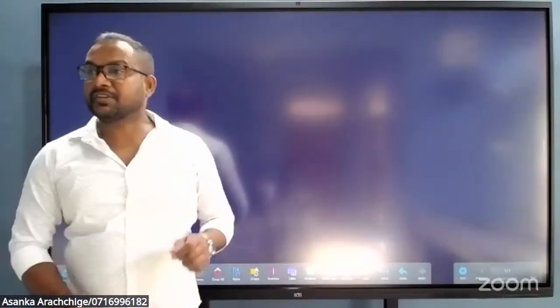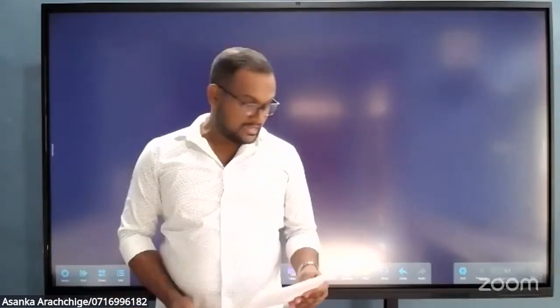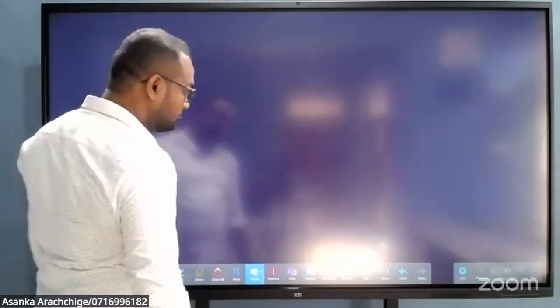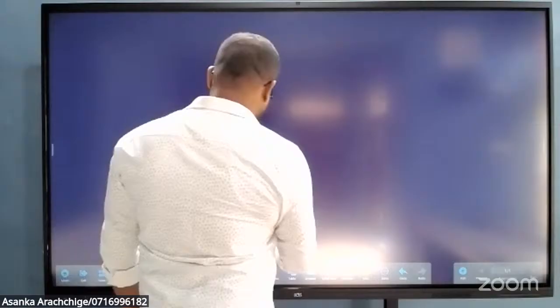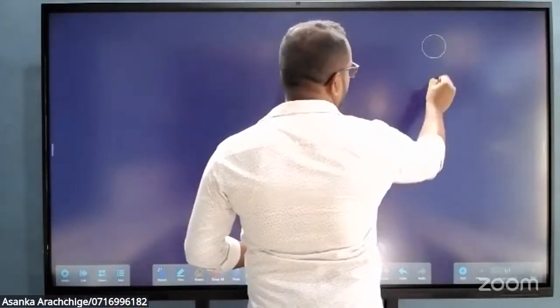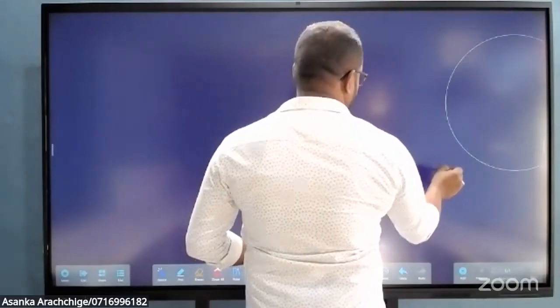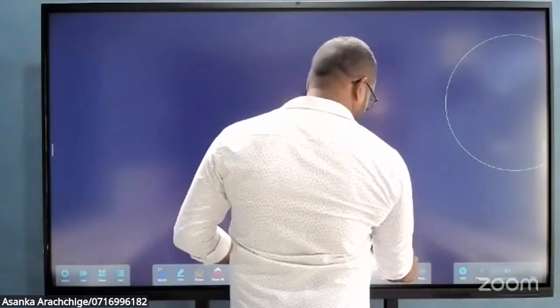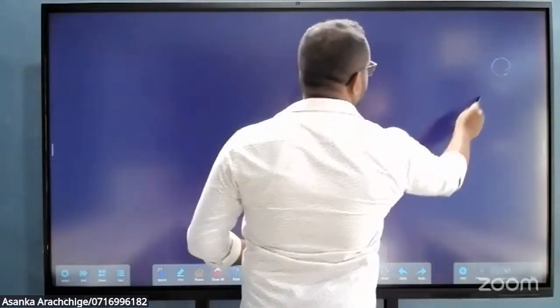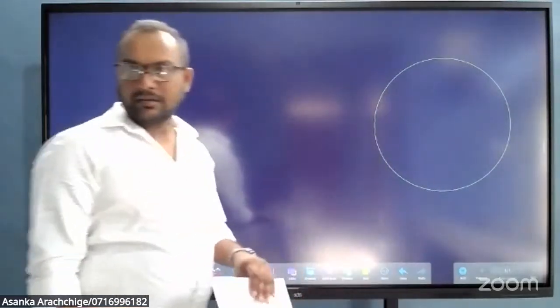Now, the second geometry question. There have been many geometry questions. It goes like this. This is a circle related question. Listen.